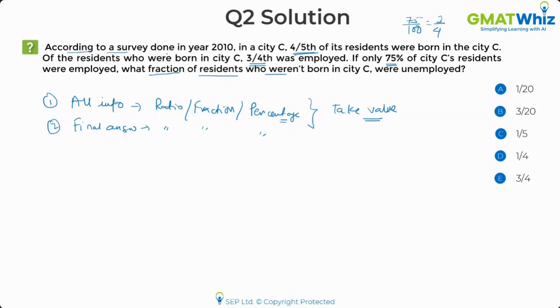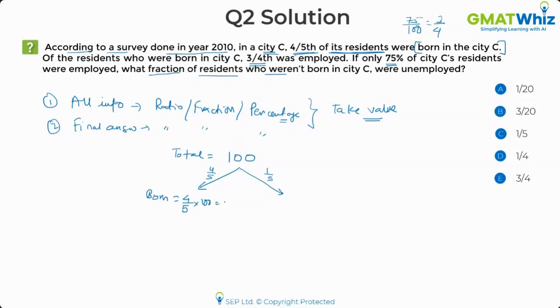Now, according to a survey, there was a survey done in the year 2010 in city C. 4/5 of the residents of city C were born in city C. Okay, so what you can do is say there are a total of 100 residents in city C. Out of these, 4/5 are born in city C. If they're born in city C, then obviously there are certain people who are not born in city C. So you can write it like this: born is 4/5, that means 4/5 of 100, right?